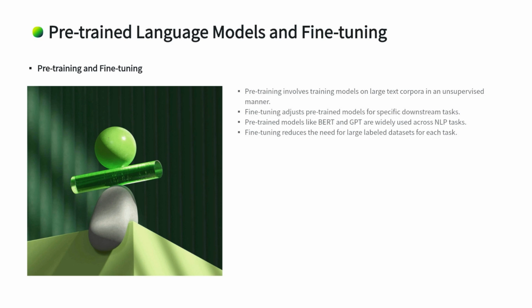Pre-trained language models are trained on vast amounts of text data in an unsupervised manner, capturing general language patterns, structures, and relationships. These models, like BERT and GPT, are pre-trained on tasks like masked language modeling, BERT, or causal language modeling, GPT, learning rich contextual representations of language. After pre-training, these models can be fine-tuned for specific downstream tasks like question answering, sentiment analysis, or machine translation. Fine-tuning allows these pre-trained models to adapt to the specific nuances of the task, reducing the need for large labeled datasets for each individual application.